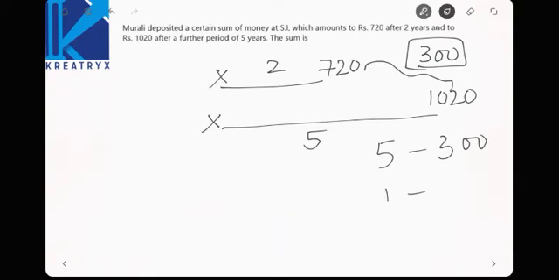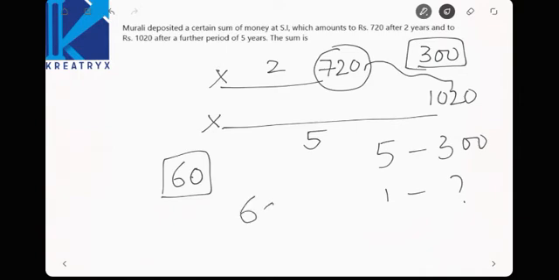For 1 year the interest will be 60, right? Now see here, for 1 year the interest is 60. Now what is the principal amount? For 2 years, if the amount is 720, what will be the principal? Remove 120 from 720, so your principal amount is 600. Got the point? Observe the techniques there.